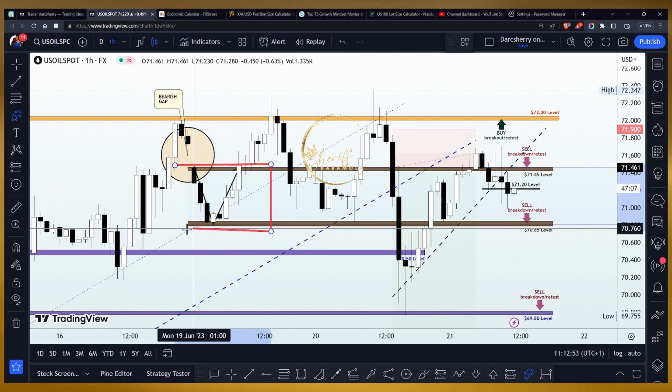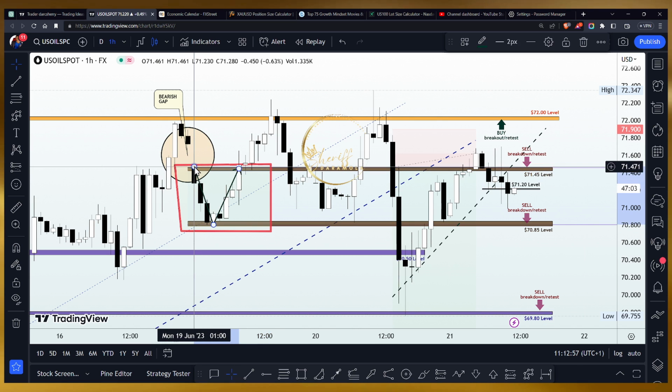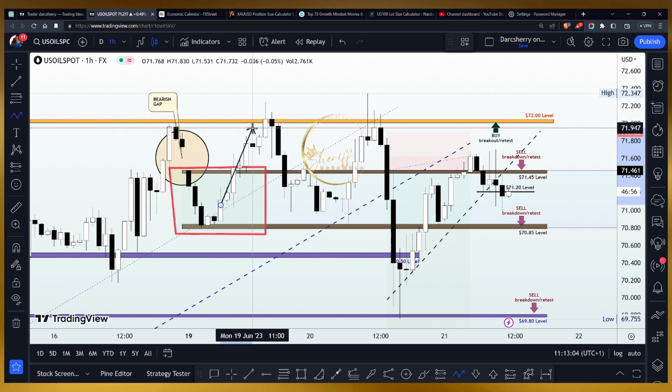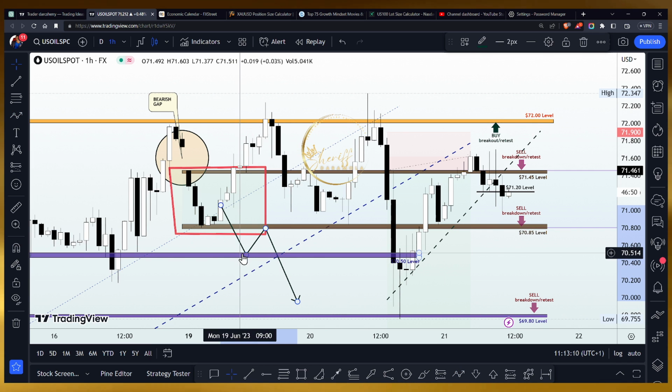And you know how we do it whenever we have this kind of simple flat channel. We want to remain patient, waiting for structures to mature, where the breakout of the resistance line will give us an opportunity to buy, and the breakdown of the support line will give us an opportunity to sell.